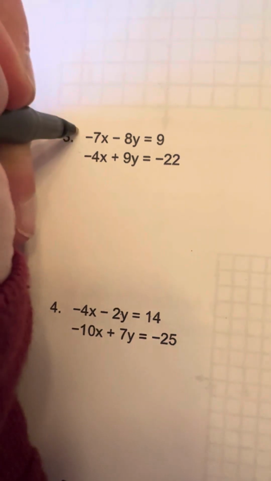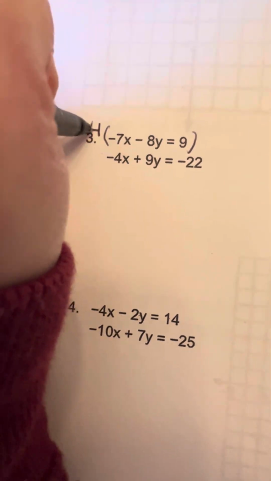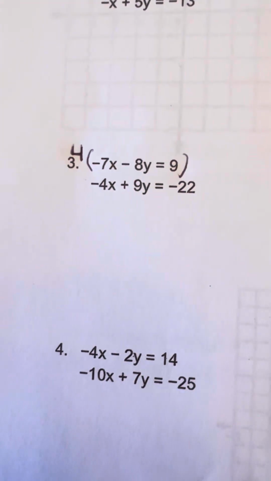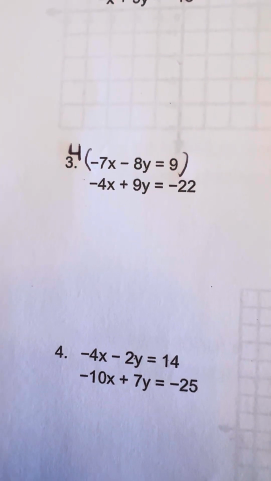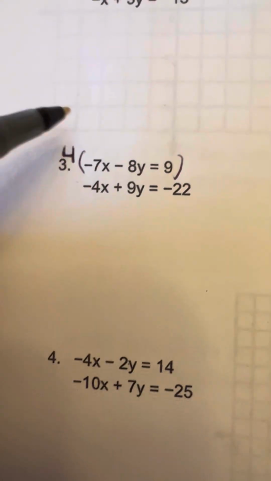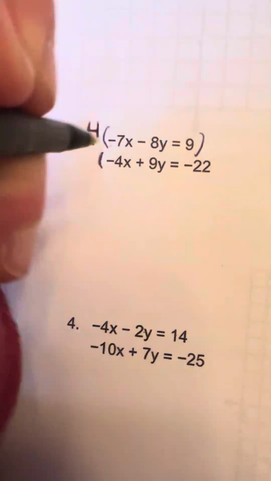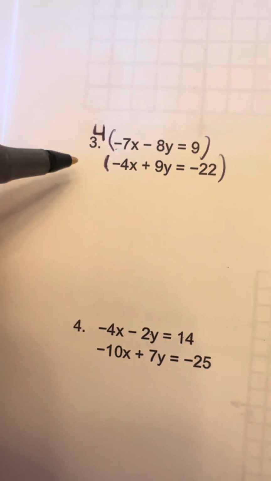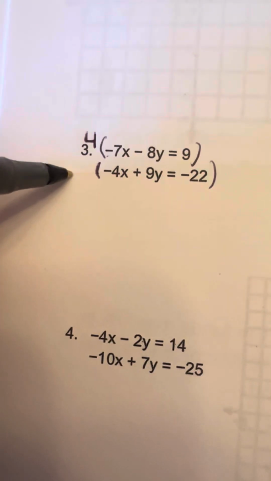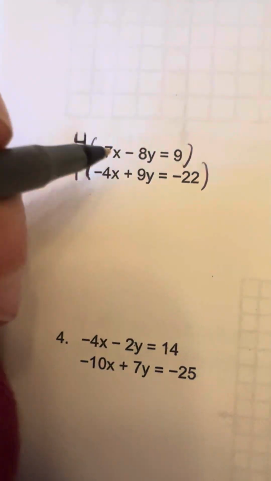So what I am going to do is multiply the entire top equation. We're going to make this 28x. One of them is going to be positive 28 and the other one's going to be negative 28. So if I multiply the top one by a positive 4, then we're going to end up having a negative 28 right here for the x, which means down here, in order for me to have a positive 28, I would have to multiply the entire bottom equation by negative 7. So now we're going to just go ahead and distribute.